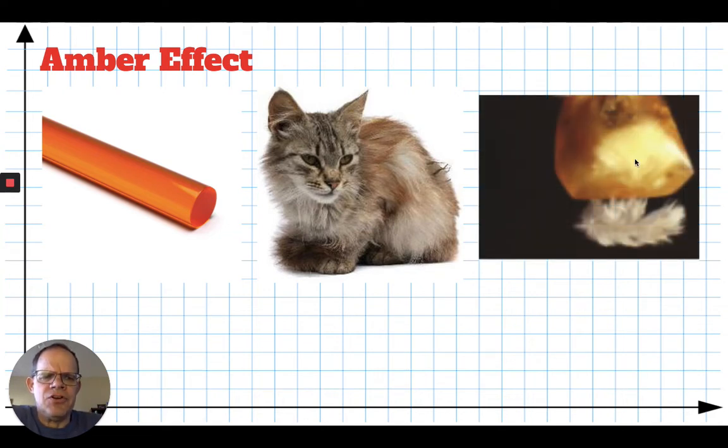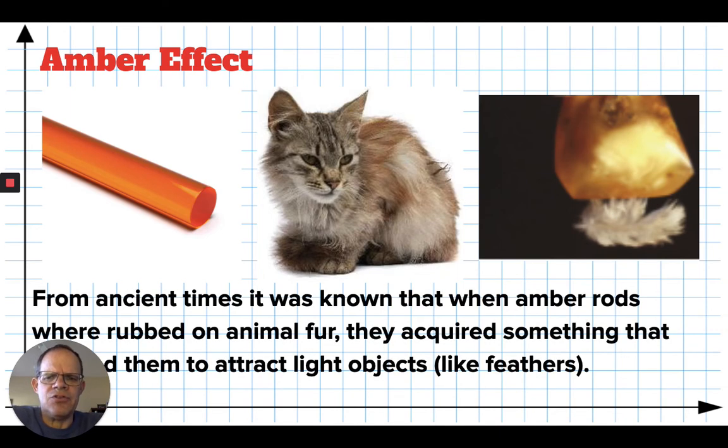The amber, so here's a block of amber, it attracts light objects, so feathers or some crushed leaves. And this was called the amber effect. So this was known from ancient times, that if you take an amber rod and you rub it on some animal fur, it acquires something that attracts light objects. And that was called the amber effect.